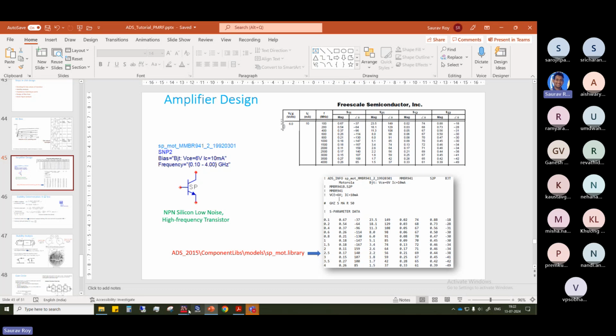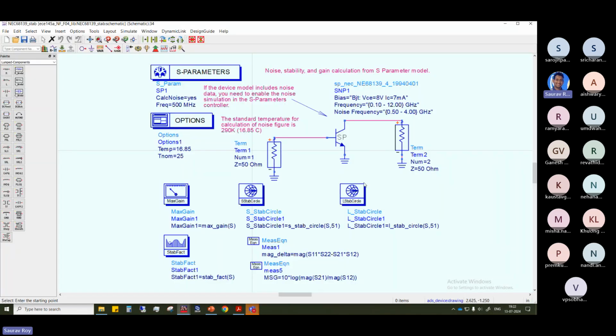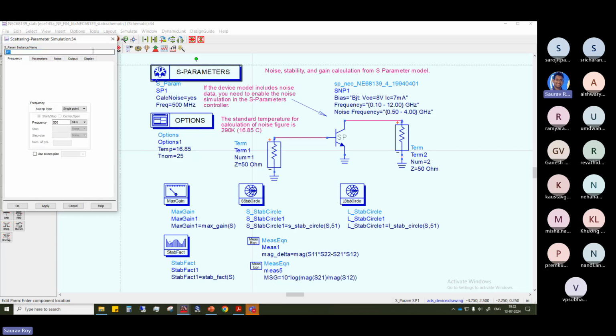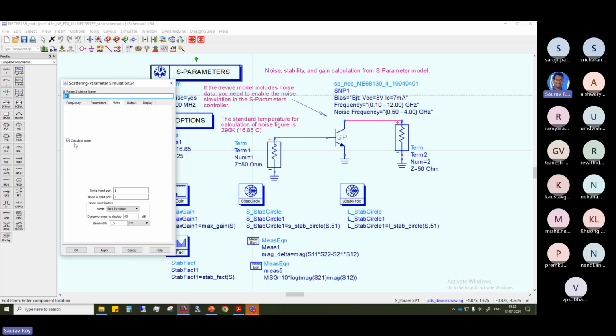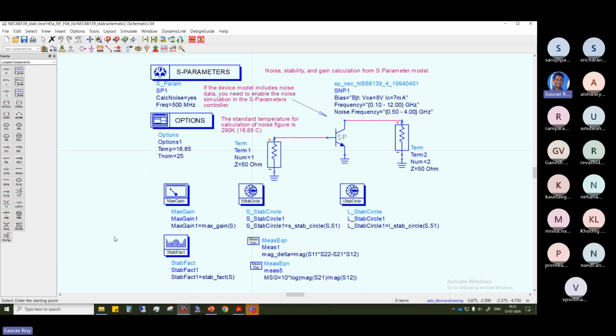So when it is added here, let's say this transistor has been added, you can also look into this NE68139. You do the same S parameter calculation. Only thing is now you have to enable the noise figure calculation here inside this calculate noise. So when that is enabled, now you will get the noise also inside. Now see what is there.